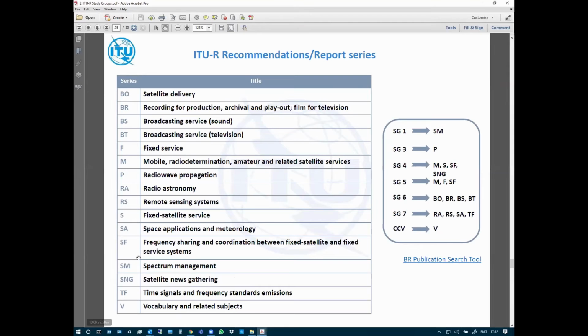We have this series, SF, frequency sharing and coordination between fixed satellite and fixed services. Then all related to fixed services is coordinated between Study Groups 5 and 4. But for mobile applications, it will be something similar. There's no specific series of recommendations for that, but both those groups need to work together to define and discuss everything related to the level of interference that could be accepted for them.